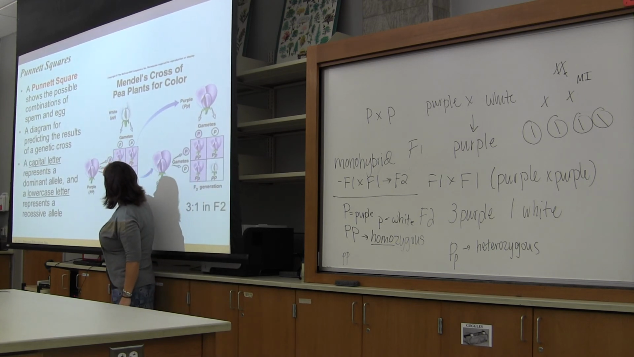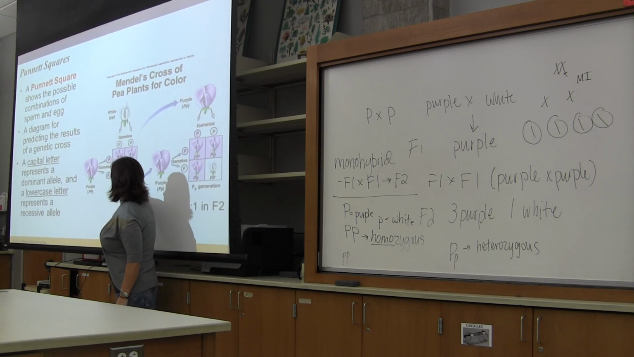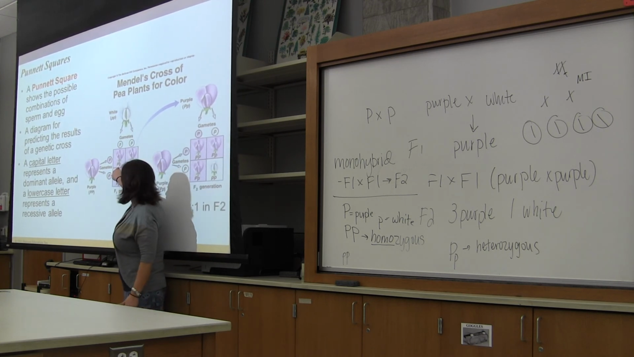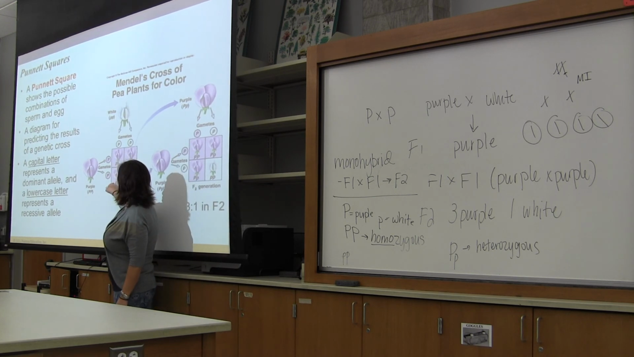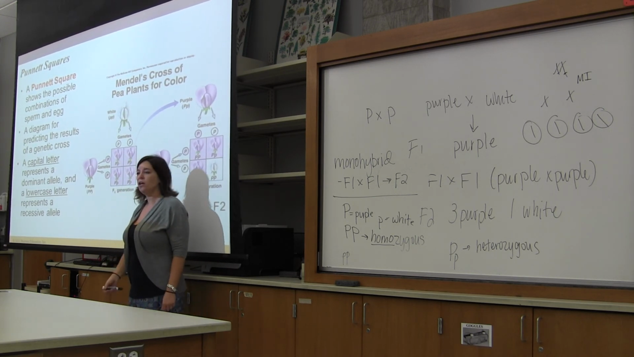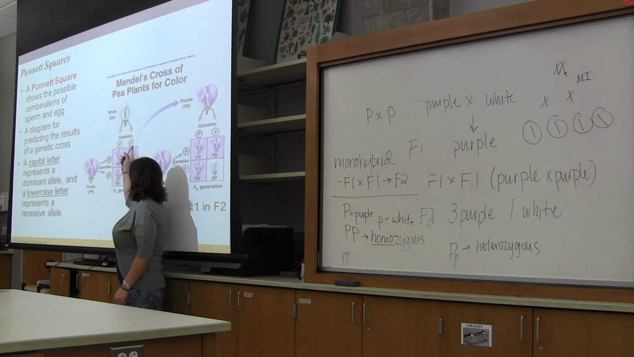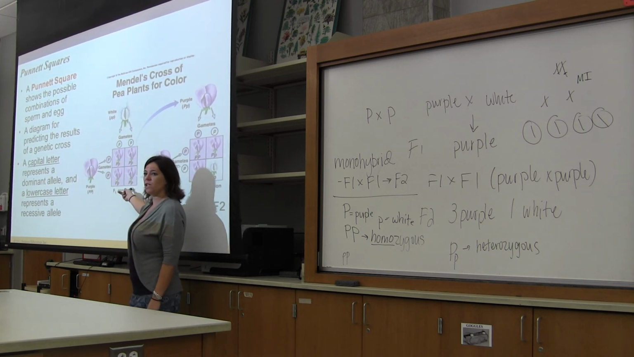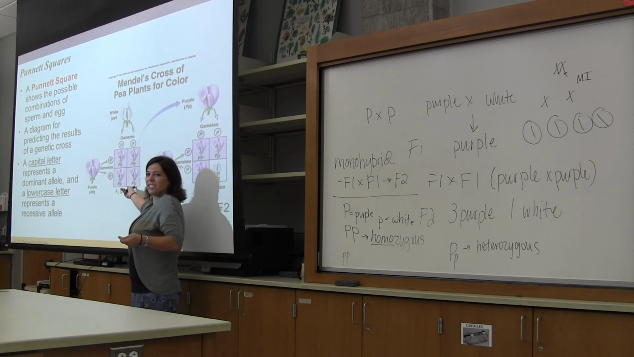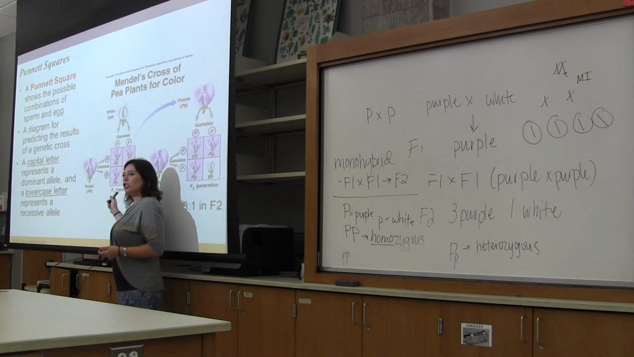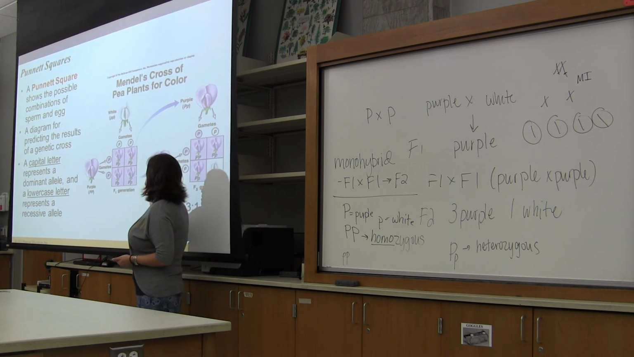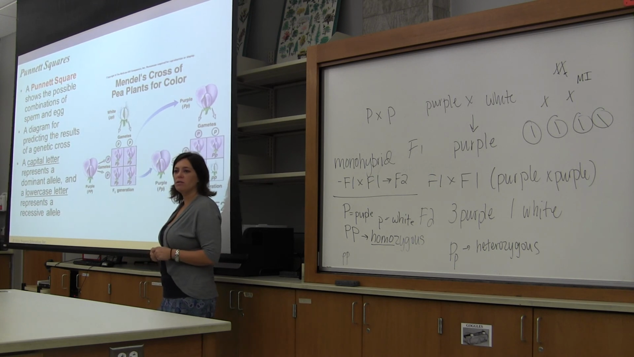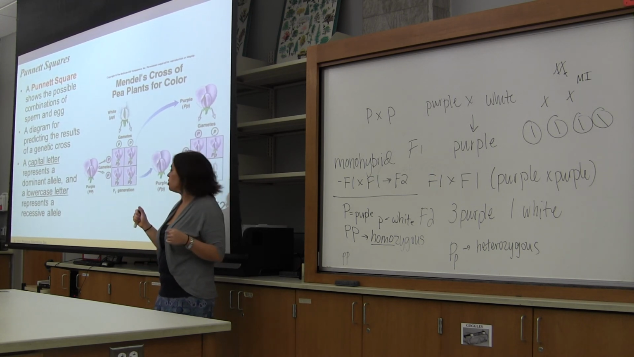If you multiply a big P times a little p, you end up with a big P, little p, which is heterozygous. And he noticed that for every single possible genetic combination, all of these are heterozygous, meaning they have one dominant allele and one recessive allele. But because that dominant allele is there, those flowers are going to show the dominant phenotype, which is purple. This is why he saw 100% purple flowers in the F1 generation.